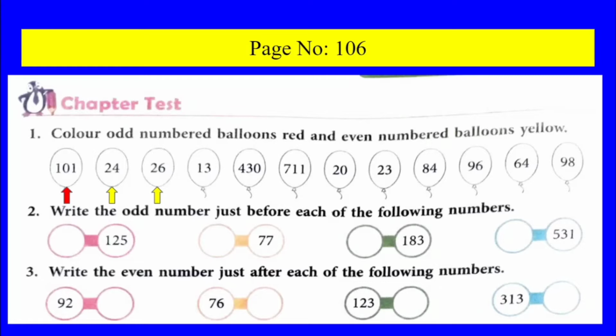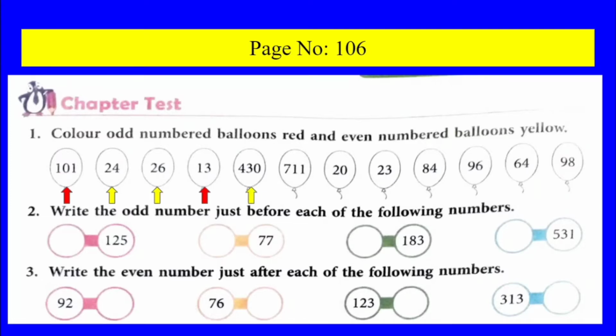Now the next number is 13. So here 13 ends with the number 3. Therefore, it is an odd number. So we will color it red. The next number is 430. 430 ends with the number 0. Therefore 430 is an even number, so we will color it yellow.